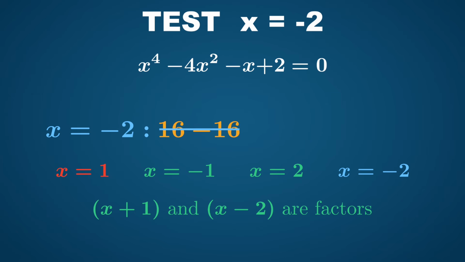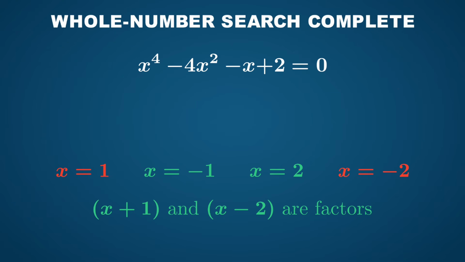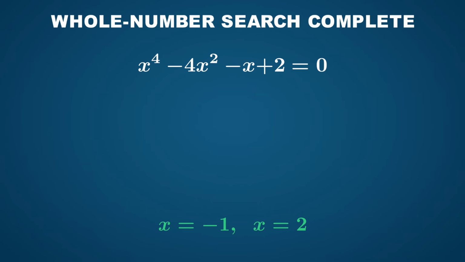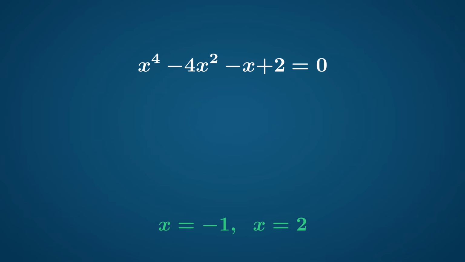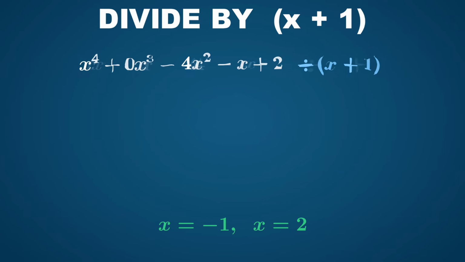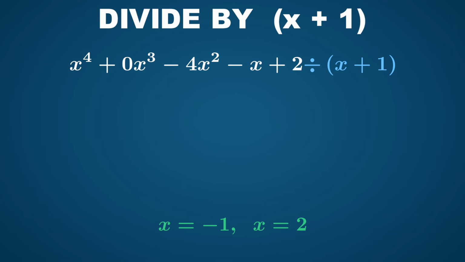The 16s cancel again, but minus x now contributes plus 2. Plus 2 and plus 2 make 4, so minus 2 is not a root. The whole number search is complete, with minus 1 and 2 found. 2 roots are known, but the quartic may still be hiding more. To find them, we divide the quartic by the factor x plus 1.